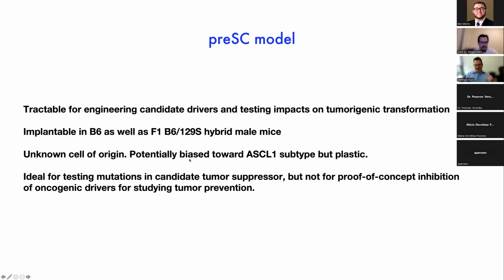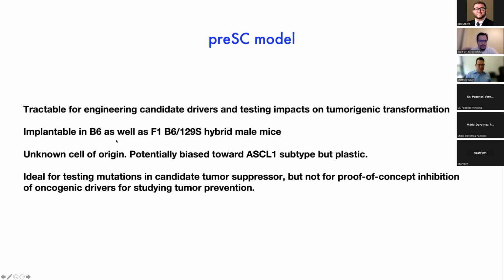And so everything I mentioned, I think all of the labs are very collaborative if people are interested, definitely for the pre-SC or Tuba-seq or the CRISPR model myself. I think definitely reach out to the investigators that are primarily doing that. And so just to wrap up on the pre-SC models, they're very tractable for engineering candidate drivers.